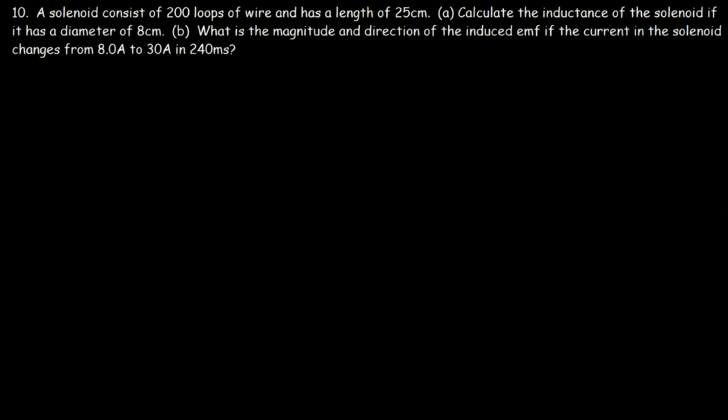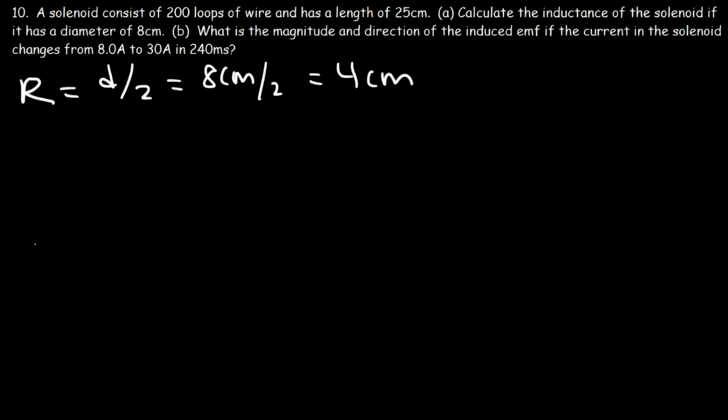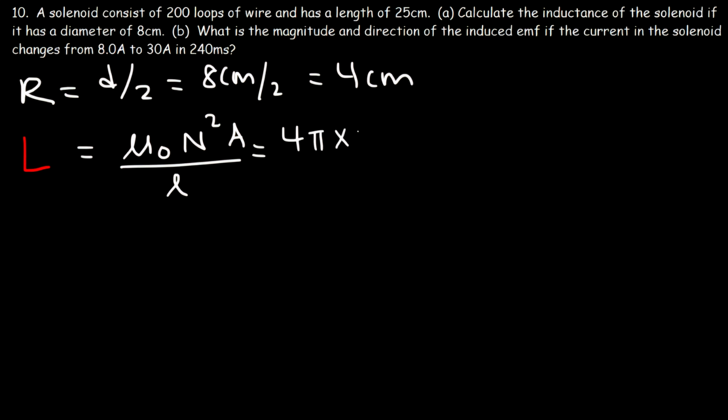Number 10. A solenoid consists of 200 loops of wire and has a length of 25 centimeters. Calculate the inductance of the solenoid if it has a diameter of 8 centimeters. So the radius is always going to be half of the diameter. So 8 centimeters divided by 2, the radius is 4 centimeters. Now the inductance of a solenoid is equal to mu 0 times N squared times the area divided by the length of the solenoid. Mu 0, the permeability of free space, is 4 pi times 10 to negative 7.